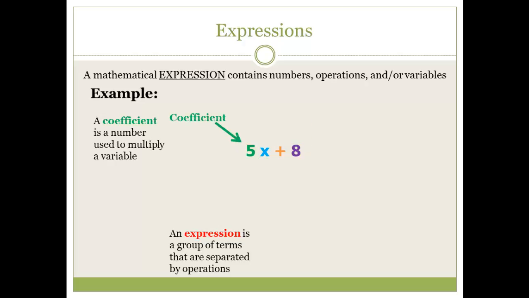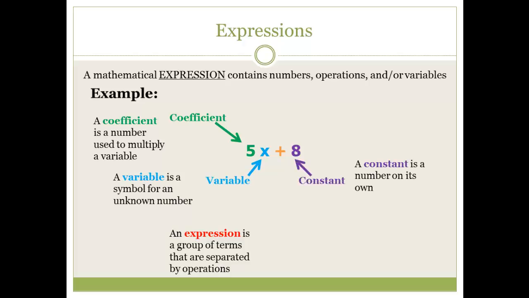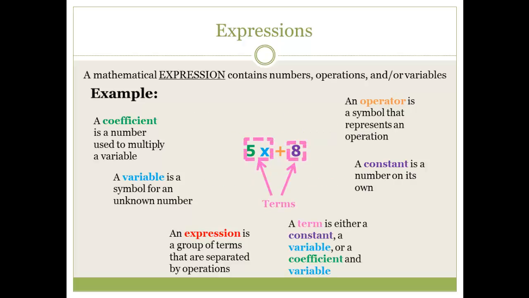The coefficient is a number multiplied with the variable. The variable stands for an unknown number. When a number is alone, it is a constant. The operator shows what math operation is taking place. A term can be a constant, a variable, or a coefficient and variable combined together.